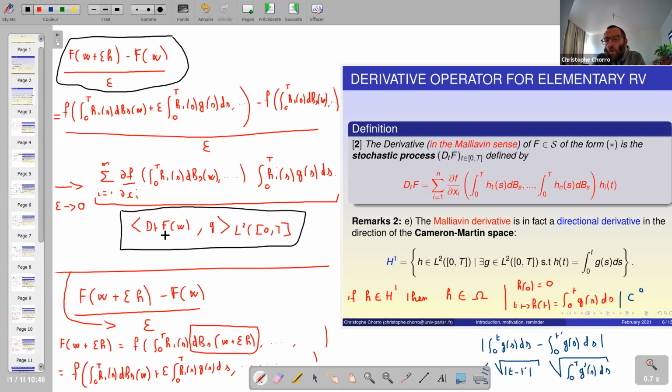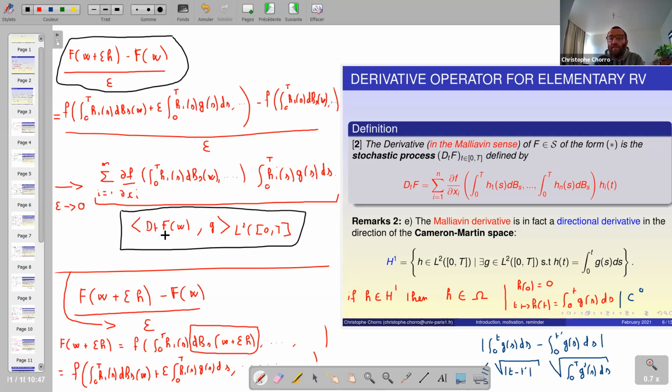But here we will only be interested, in this course, in directional derivatives in a particular direction, which will be an element of H1. This is to make the link between classical analysis and what we do here, and to show that it's not something completely different. So I have this interpretation of the derivative in the Malliavin sense.